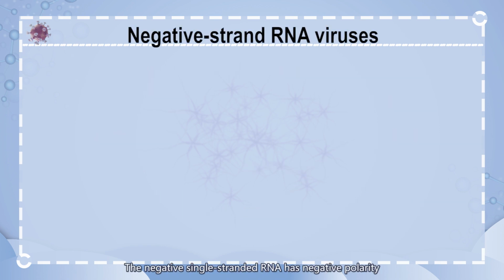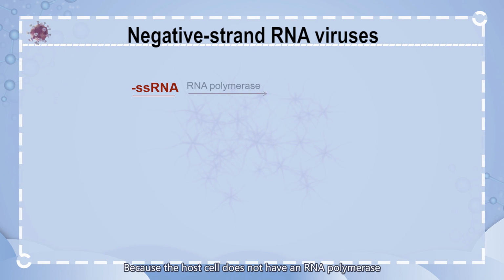The negative single-stranded RNA has negative polarity and is complementary to mRNA. The genome of negative single-stranded RNA viruses can be used as a template but cannot act as mRNA. Because the host cell does not have an RNA polymerase capable of using RNA as a template, the virus carries its own RNA-dependent polymerase.